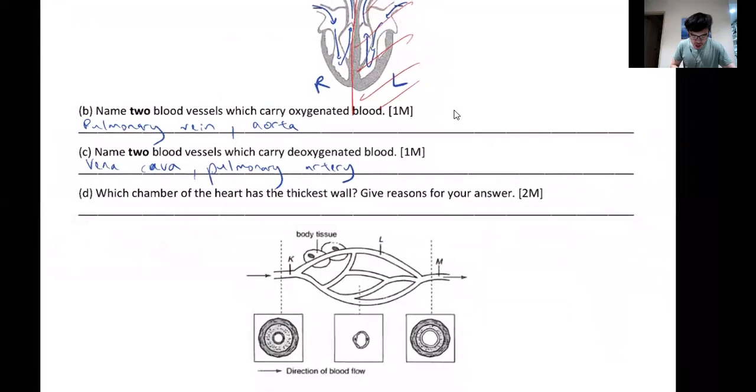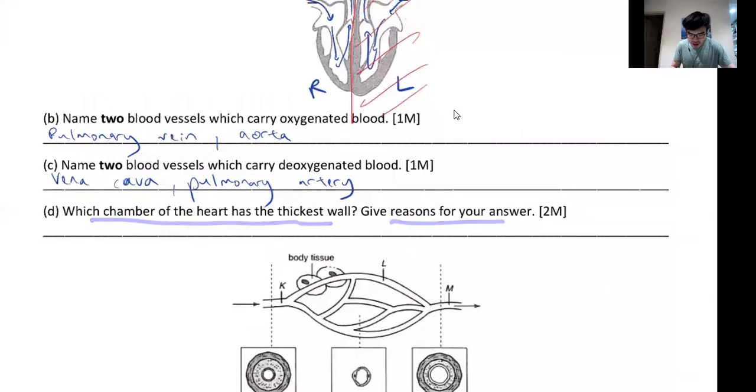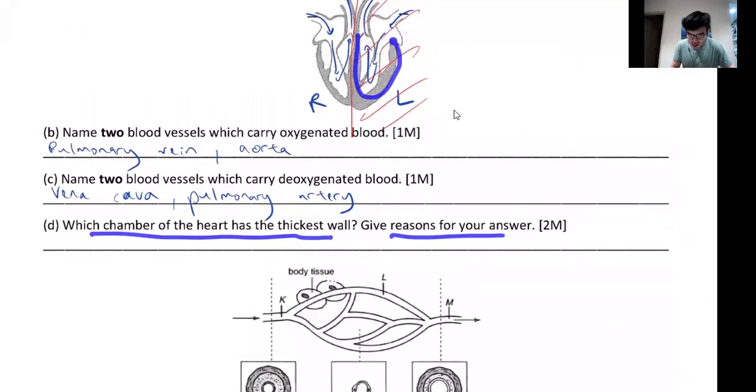So D, which chamber of the heart has the thickest wall? Give reason for your answer. Which is the thickest? You also know it is this one. That will be your left ventricle. So give reason.